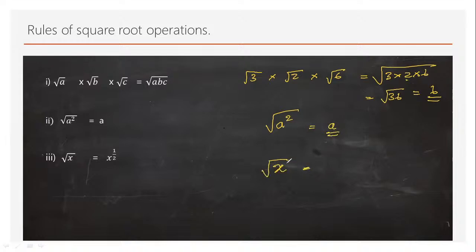If it is an even power, we can divide it by 2 and easily get the root. But here the power is 1. It means the power has to be divided by 2. Then x to the power half is the root of this.